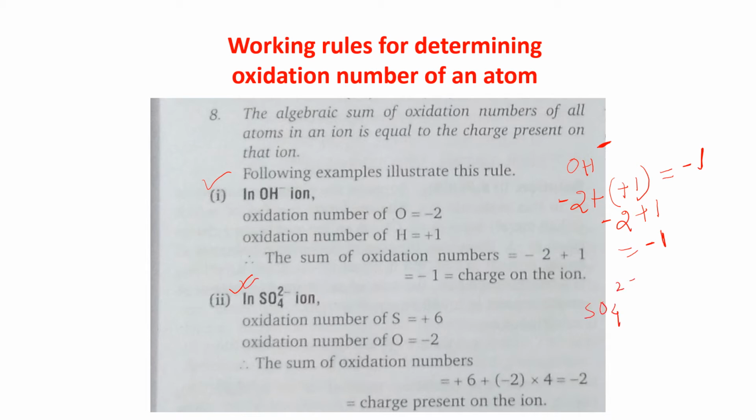Now see for SO4 2 minus. SO4 2 minus. Sulfur, I told you that +6. Now oxygen, each oxygen is -2. I'm having 4. So I can write here +4 into -2. It should be equal to -2 because the charge is -2. The law is saying this. So this is coming +6 plus minus 2 fours are 8. And this is coming to -2. See, my left hand side is equal to right hand side. Okay.